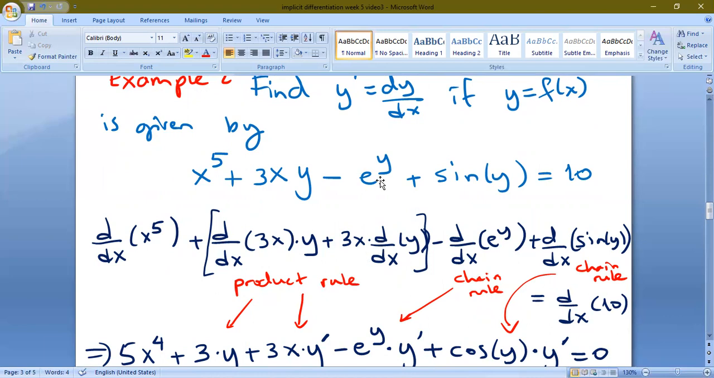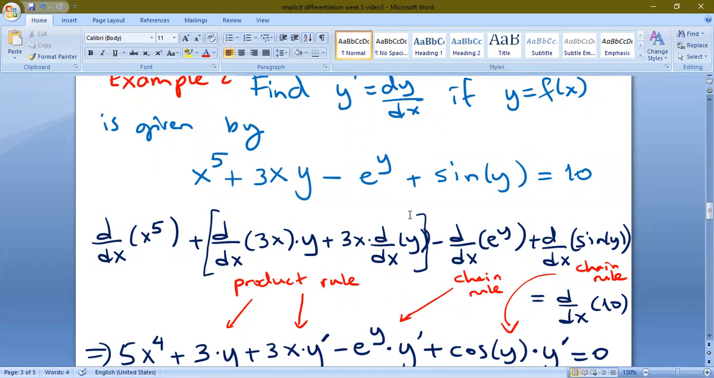And then minus e to the y, chain rule. So the derivative of minus e to the y will be, remember from the chain rule, e to the f of x has derivative e to the f of x times f prime. So here y is f anyway. So that's going to be minus e to the y times y prime. And then plus sine y.